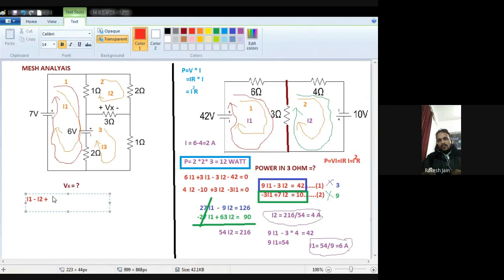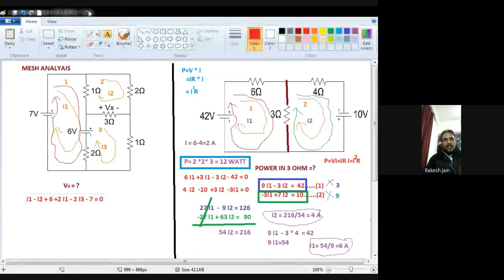Then the battery comes with positive polarity on the upper side, so I write plus 6. Then a 2 ohm resistance is there, so I write it with a positive sign for my current. But another current, I3, also passes in the opposite direction through the same resistance, so minus 2 I3. Then a battery with negative polarity of 7 volt, so minus 7, that is equal to 0.